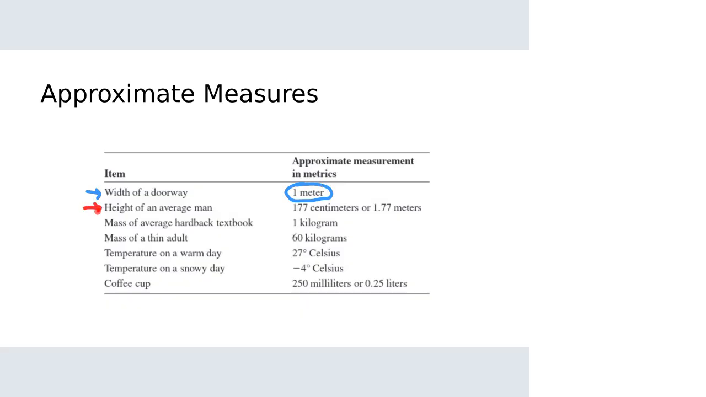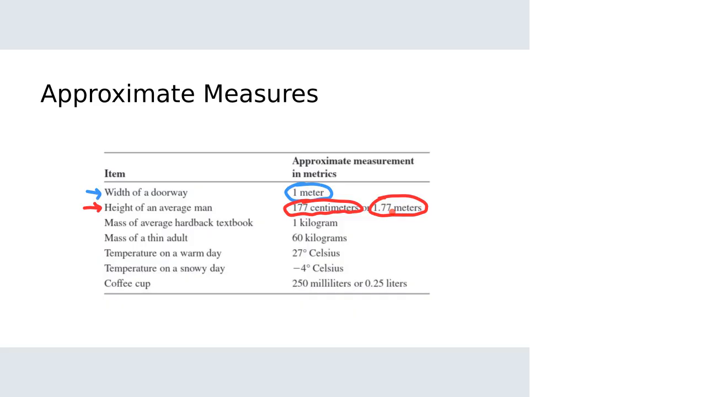And then the height of an average man is 177 centimeters, which we could write as 1.77 meters. Those would mean the same thing as each other, because remember, there's a relationship of 100 because of centi. So if we were to multiply by 100, which would move the decimal point 2 places, we'd have 177 centimeters. And so the height of an average man is a little bit less than 2 meters tall.